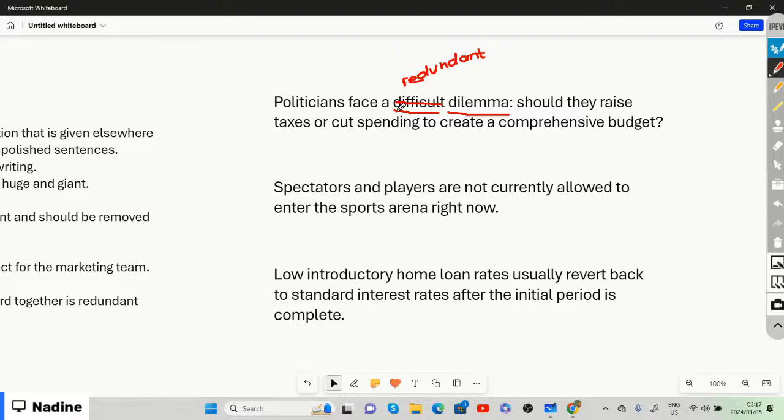And like I say, this word difficult is the same or similar to a dilemma. So we can now just say that politicians face a dilemma. Should they raise taxes or should they just cut spending to create a comprehensive budget? So the redundant word is difficult. It is just an unnecessary repetition of a word within that sentence.